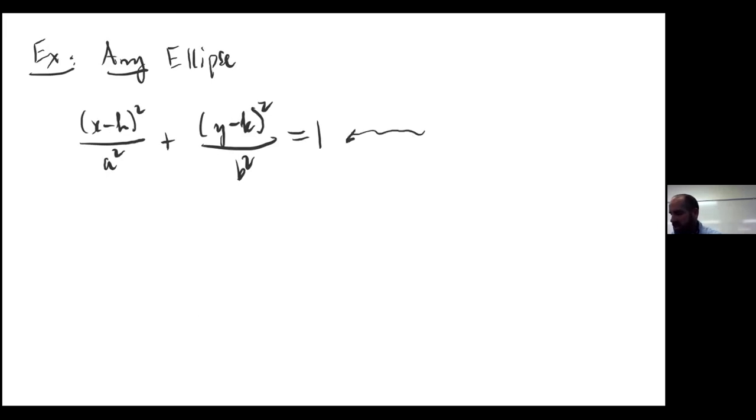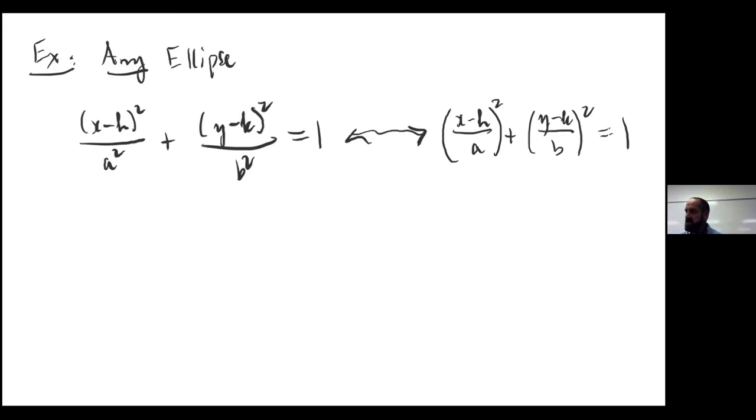And just to get you thinking in the right direction, because this seemed to get people thinking rightly before, why not write this as (x minus h) over a, squared, plus (y minus k) over b, squared, equals 1. What do you think the parametrization is going to be this time? So let me just draw a picture here. Okay, here is h, here is k.